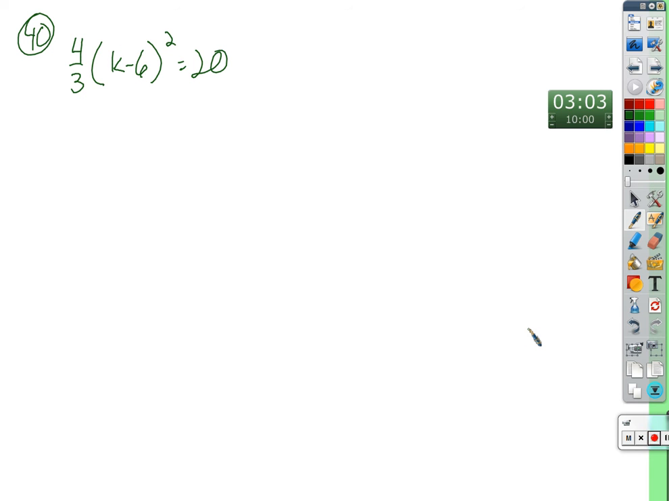Same approach here, we want to get the square thing by itself and cancel out the square with the square root. So how would we get the square thing by itself? If we multiply the whole thing by 3/4, we'll cancel out the fraction here. Multiply this by 3/4. That's 5, cancel 4. So k minus 6 squared equals 15.